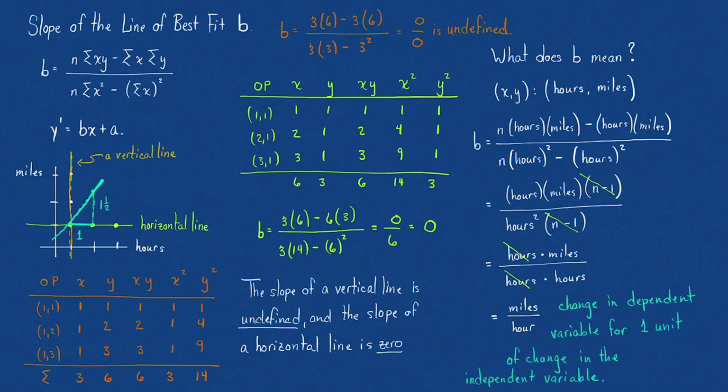Okay, there. And that is what the slope is. The slope is how fast you're climbing up or you're descending downward. So it's the change in the dependent variable, the y variable, for every 1 unit of change in the independent variable x.